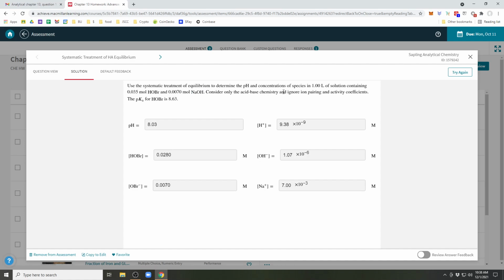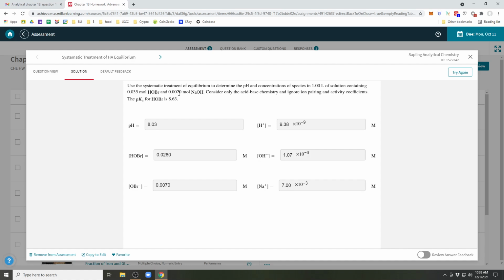Consider only the acid-base chemistry, so we don't have to consider any other chemistry that could happen in this system that would produce things that would tilt these equilibriums considerably. We can just ignore that. And we can ignore ion pairing and activity coefficients. That's nice. That really reduces the amount of work we need to do. The pKa for HOBr is 8.63.